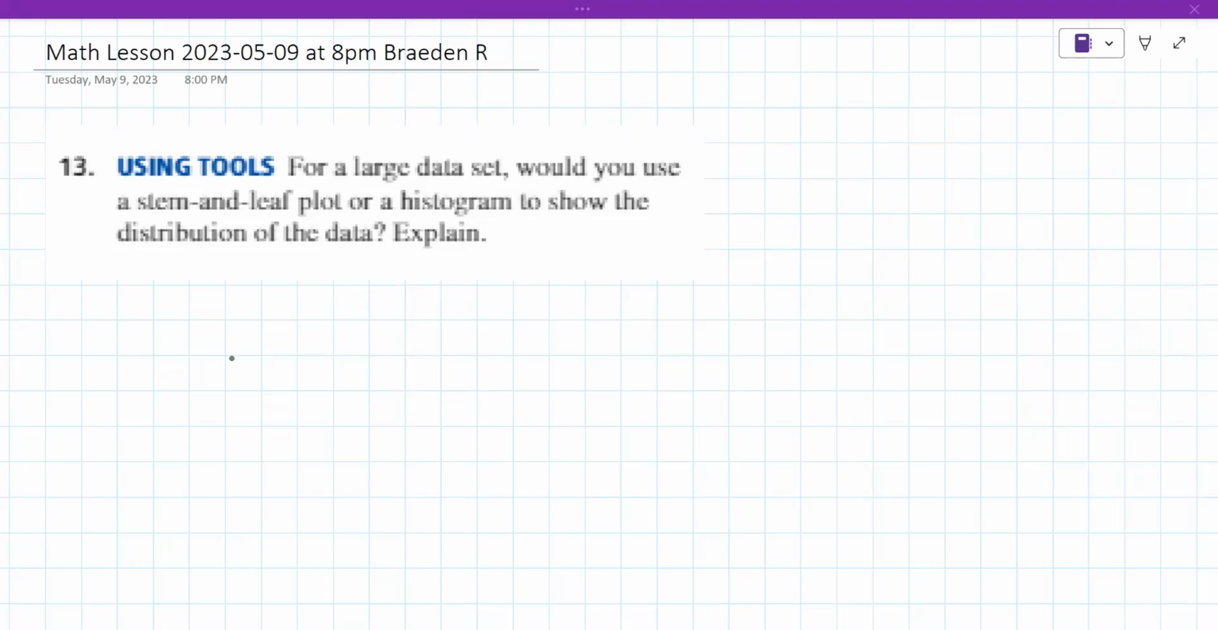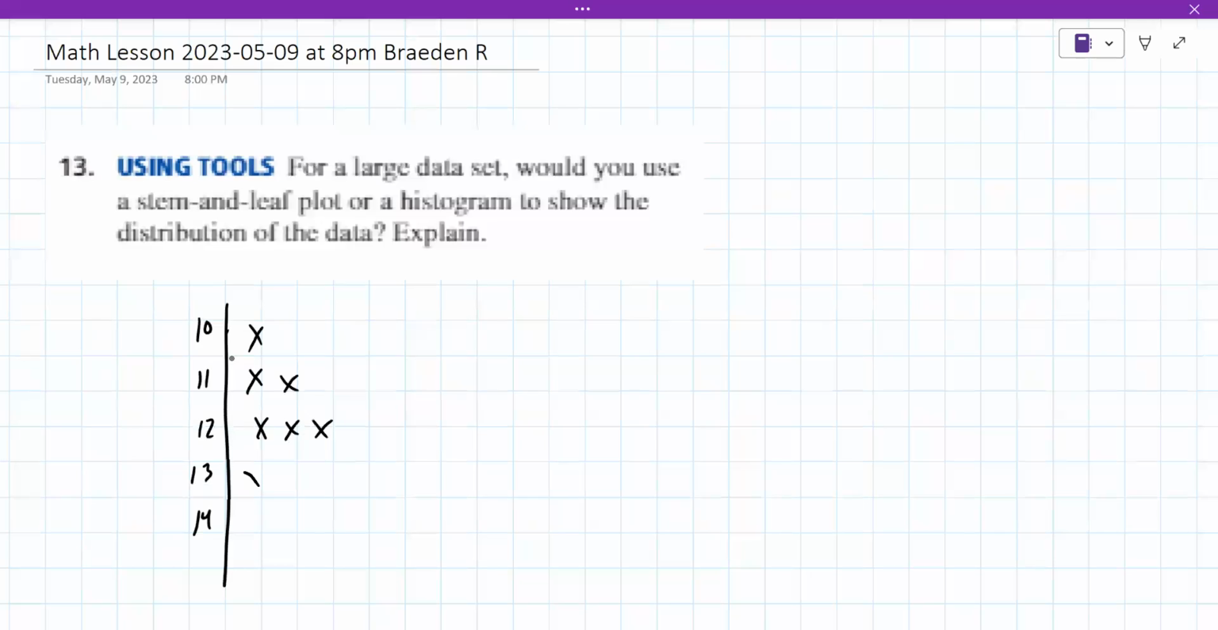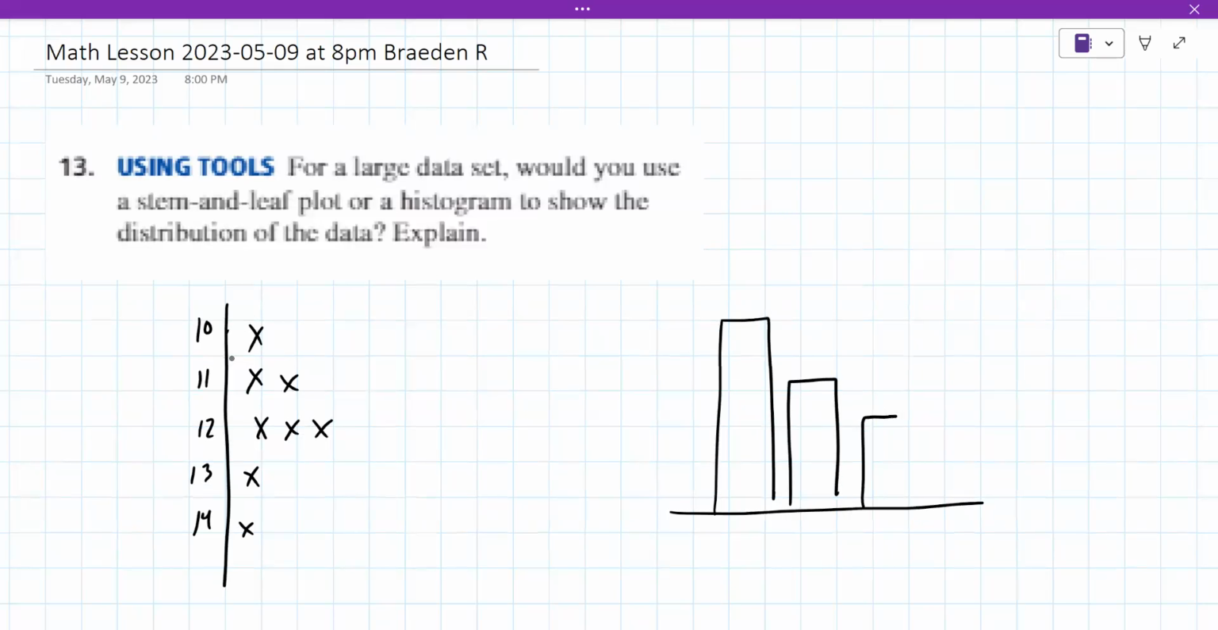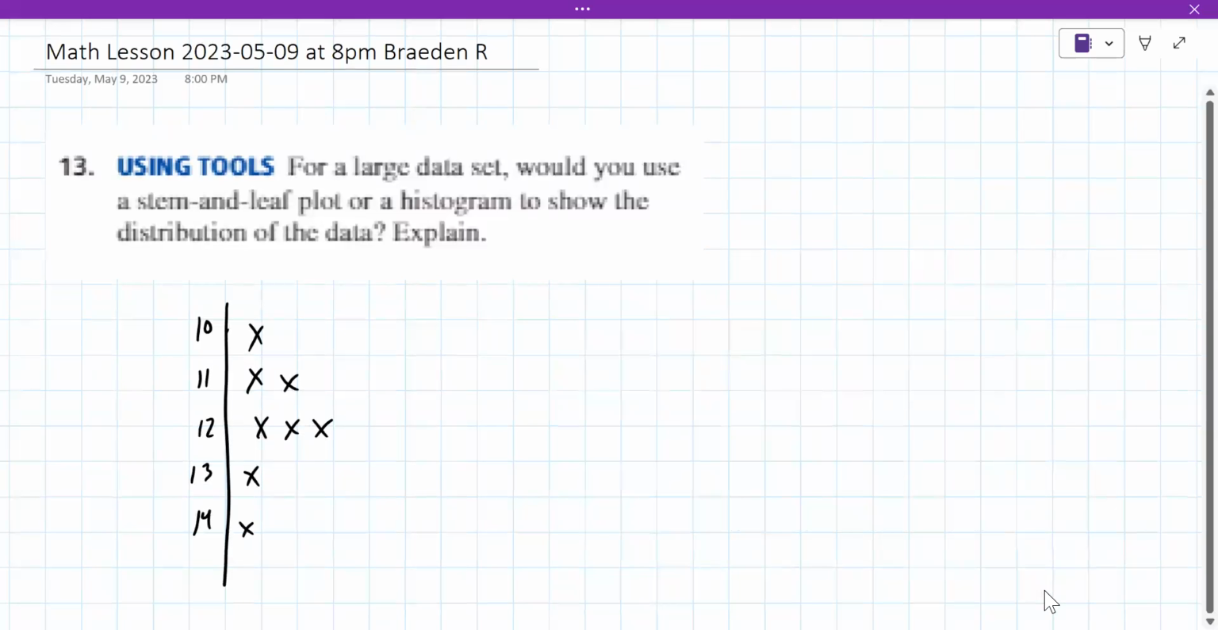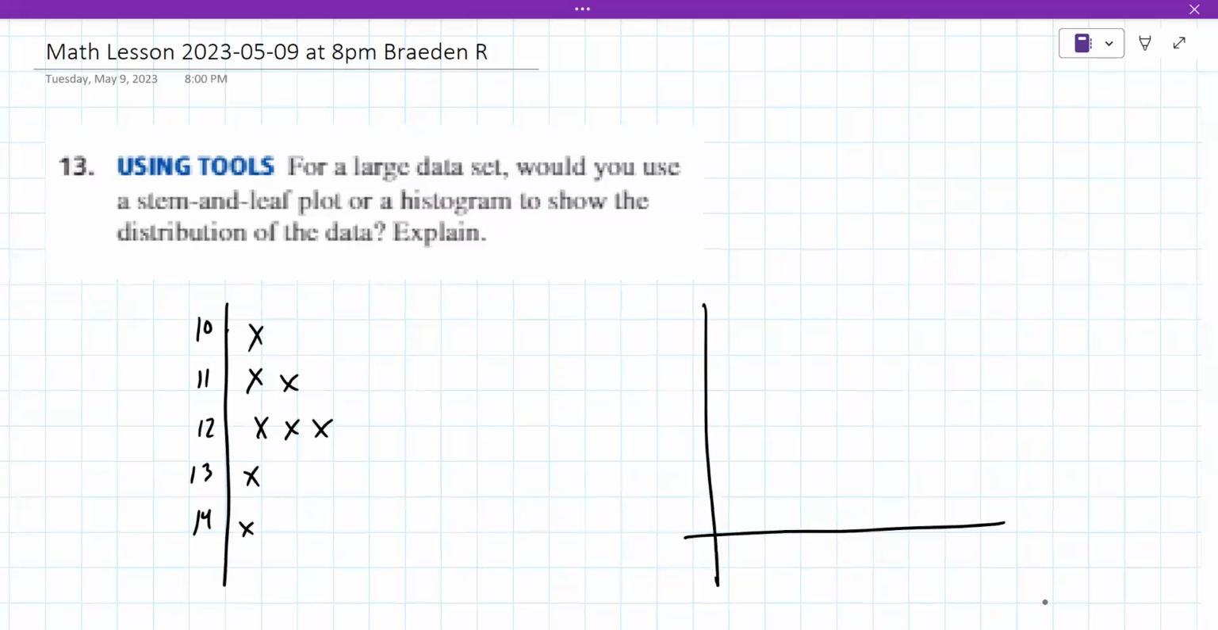Okay, so the stem and leaf looks like this. It's got numbers. I'll just put a couple of numbers like that, X, X, X, something like that, maybe. And a histogram is with the bars, except they're together. Let me redo that.